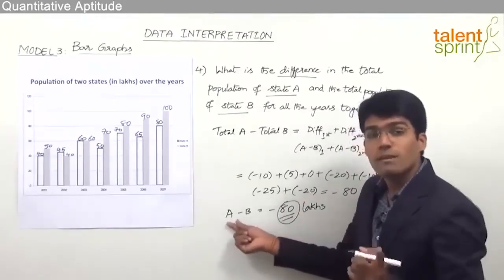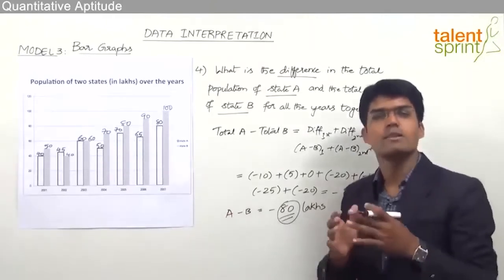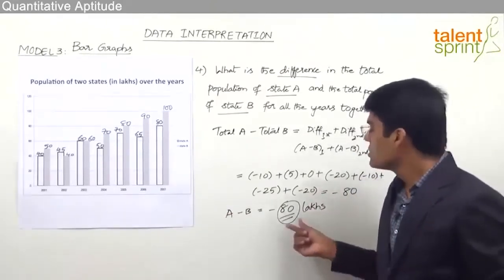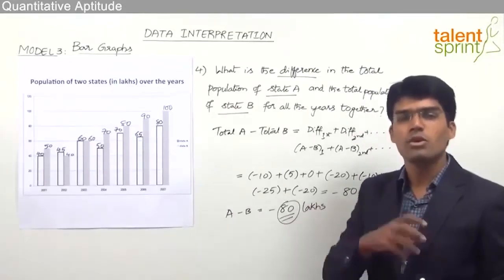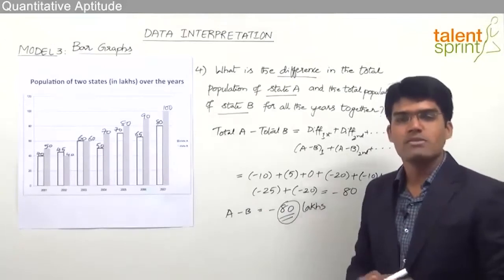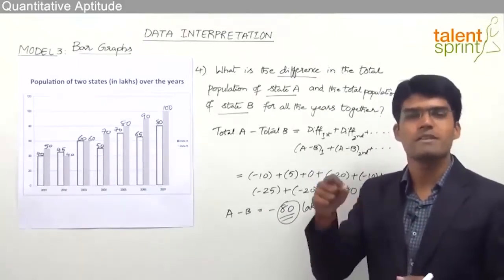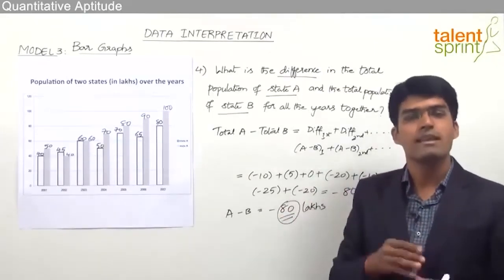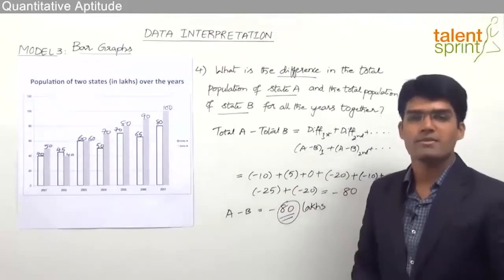Difference here should always be positive. So A minus B or B minus A doesn't make a difference. So we can say that the total population of A and the total population of B, the difference is 80 lakhs. So remember, whenever the difference between two values for all the years is required, instead of taking the total of both the values and then finding out the difference, we find out the difference for each of the years in one particular direction, either A minus B or B minus A, and then add all these differences to get the collective difference for all the years together.